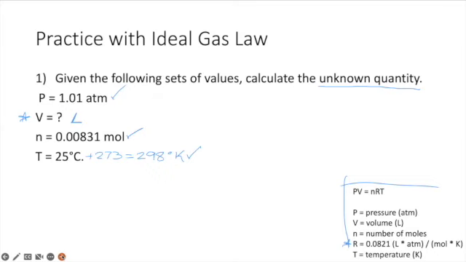So the formula again, PV equals nRT. It's over here. So I know what P is, so I'm going to go ahead and fill that in. I'm solving for V, so I'm going to put it as an X. We know it's going to output us in liters. N, number of moles, which we are given.